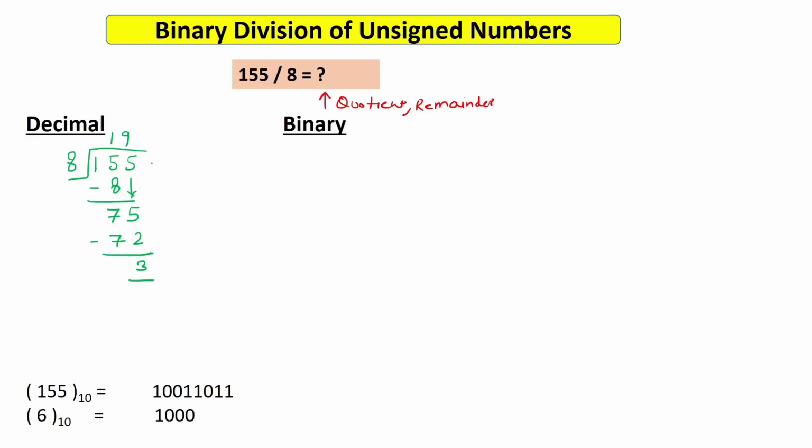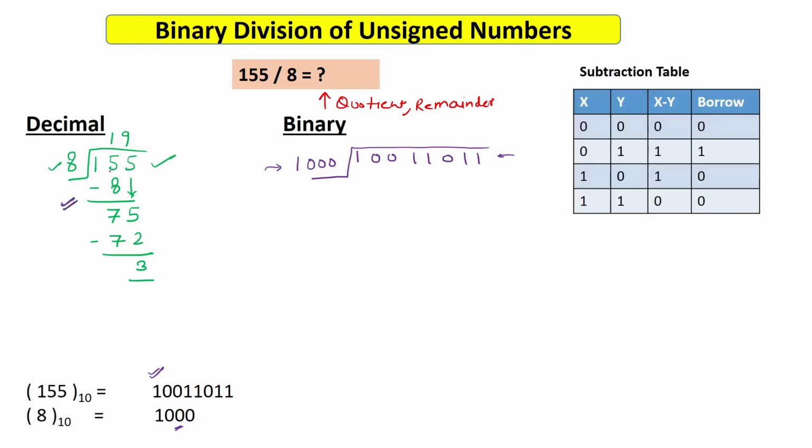Now if we represent this 155 and 8 in binary numbers and do the binary division of these unsigned numbers, how can we do it? This is the binary representation of 155 in unsigned number format, and this is 8. So how will we do the division? As you can see here, when we divide 155 by 8, we are doing the subtraction operation repeatedly. So we will take the help of the subtraction table, the same subtraction table that we have seen earlier. So let's do the operation.